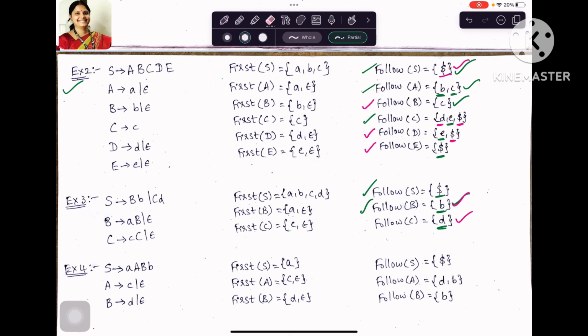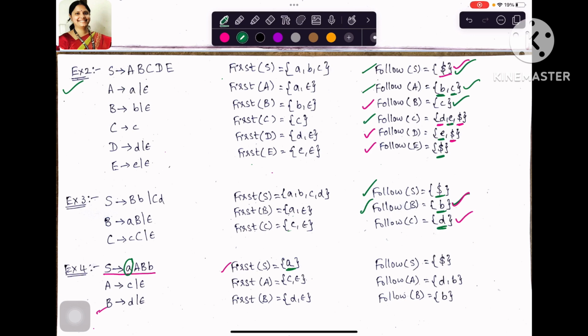Now let us see example 4. So here also we have considered three productions, that is S produces AABB, A produces c slash epsilon, and B produces d slash epsilon. So now let us calculate first of S. In order to calculate first of S, we have to find out the S production in the left hand side of the non-terminal. So this is the production, that is S produces AABB. So the immediate symbol present in the right hand side of the production is a. So the first of S will become small a, as it is a terminal, we can directly place it in the result. So first of S is a.